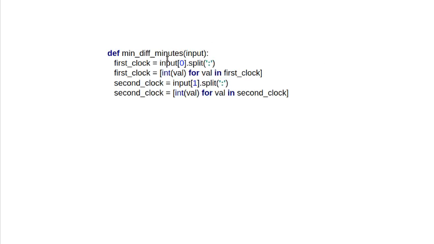So at first, we have an input parameter. This is a list of 2 items. So we have a first clock and the second clock. Since the input would be in the string, we need to convert into the integers, and then we need to split with the colon. So the first index would be the hours, the second index would be the minutes. Same goes for the second clock as well. So then we compare. If the first clock and the second clock are the same, then we just need to find the difference in minutes. This is quite a simple one.